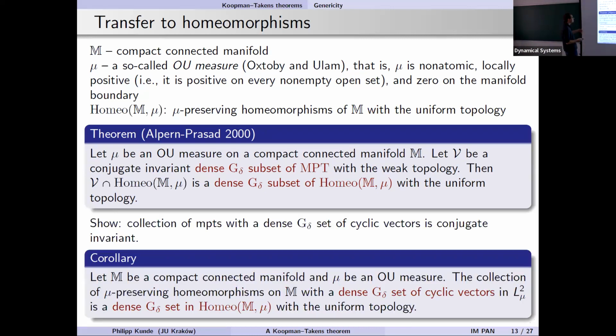Now in our application, when we want to apply this general theorem, one has to check that the collection of MPTs with a dense set of cyclic vectors is conjugate invariant. But this basically is just that you also conjugate the cyclic vector in it. Conjugate invariant means conjugation by any map from the measure preserving transformations. Exactly, yes. I conjugate by a measure preserving transformation, and it is still in this collection.